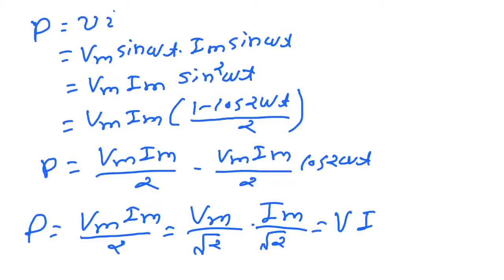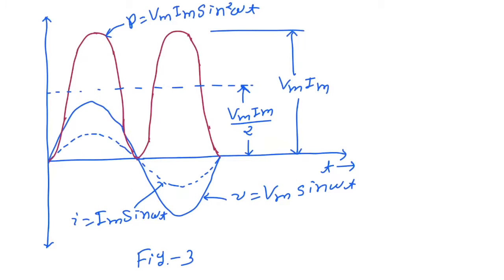So power over one complete cycle in a purely resistive circuit is given by V into I, where V and I are the RMS values of voltage and current respectively. The waveform of power is shown in figure 3. Here we can see that no part of the power becomes negative at any time, because it contains the sin square omega t term.